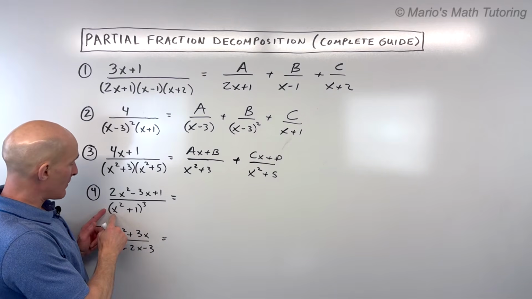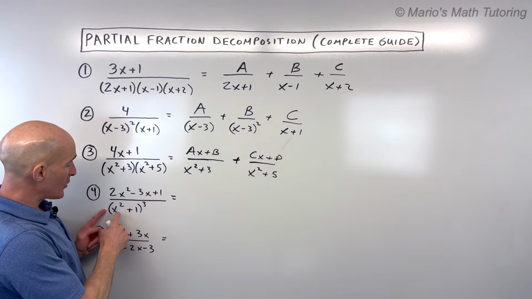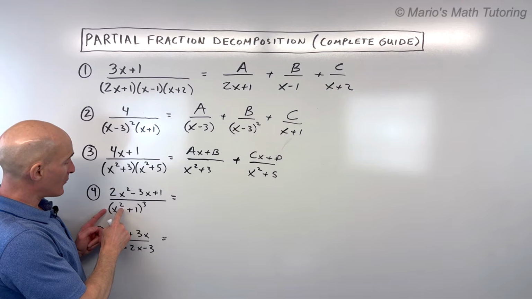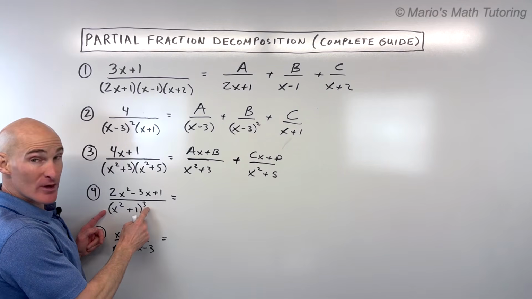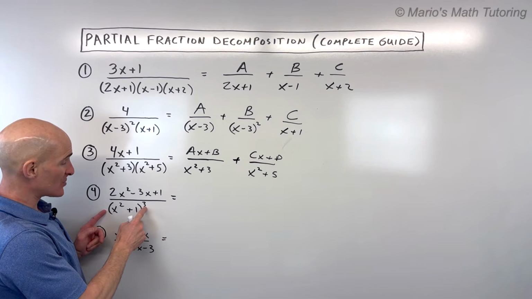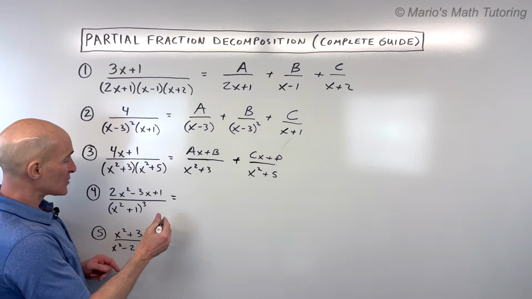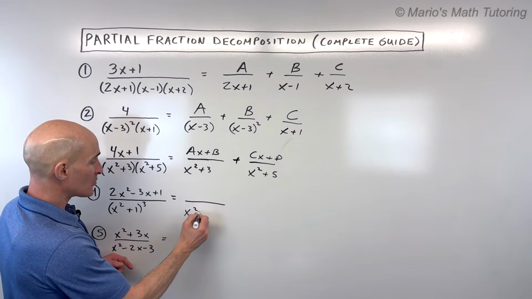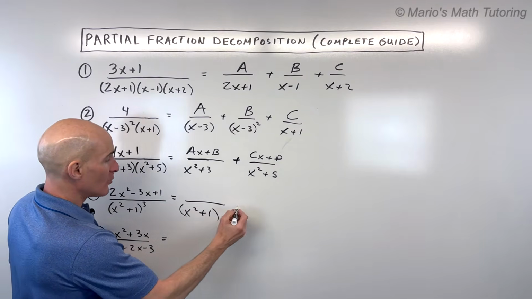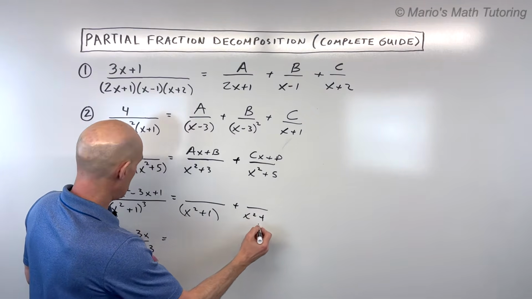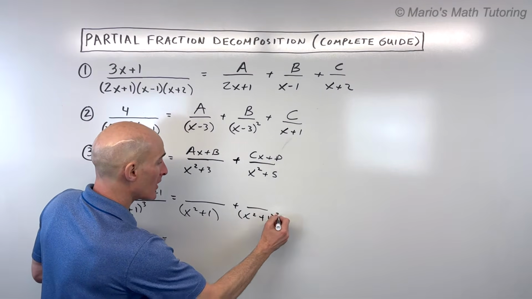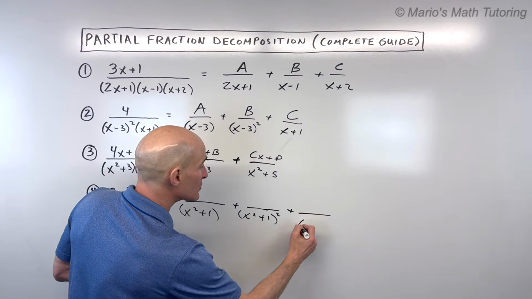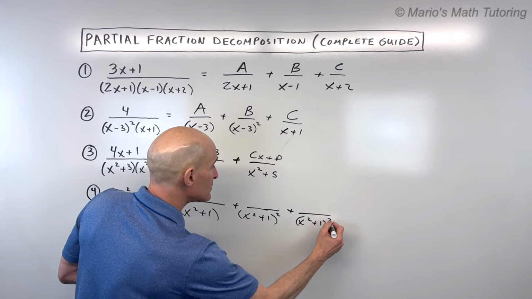So hang with me. So for number 4, now notice we've got a quadratic factor that's been repeated. See how there's multiples here? This is cubic. So what we're going to do when we write this is consider all the different cases here. We've got x squared plus 1. We've got x squared plus 1 squared. And we have to consider x squared plus 1 to the third.